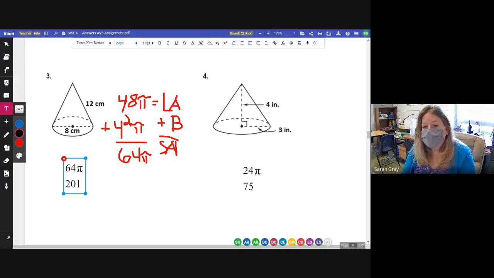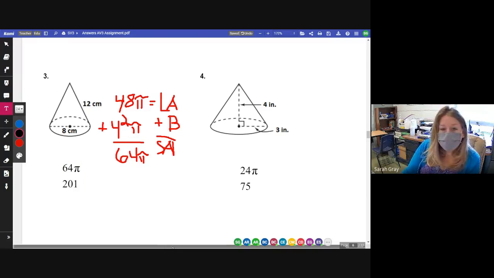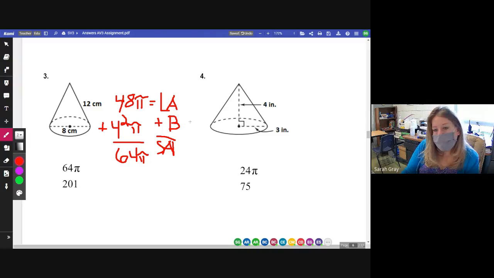Listen. Number 4 on that page. Yep. Number 4. So you didn't include the slant height, but I know it's 5 because I'm making a 3, 4, 5 right triangle. If you do that with Pythagorean theorem, you do 9 plus 16 is 25. So that's how I got the 5.